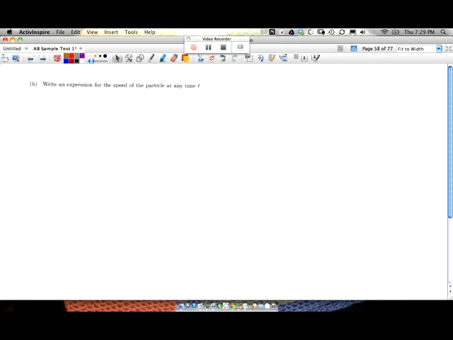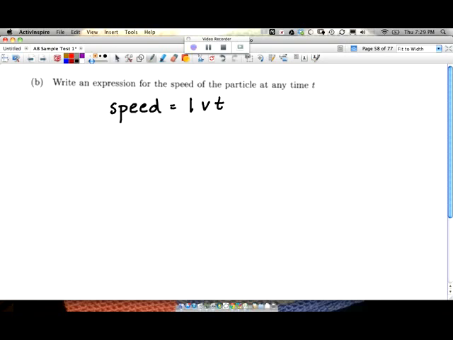Let's go to part B. For part B, write an expression for the speed of the particle at any time t. Well, that is a piece of cake, because speed equals absolute value of velocity.